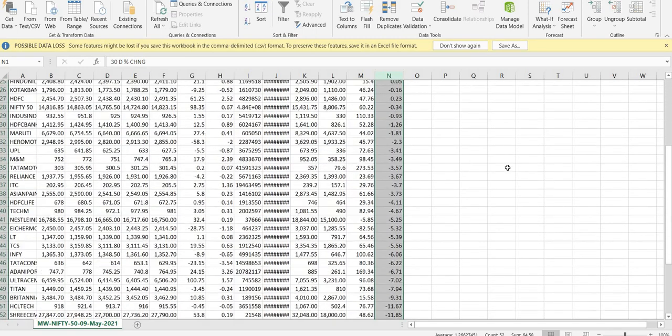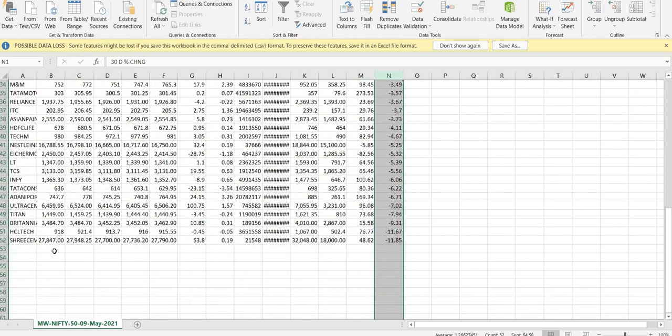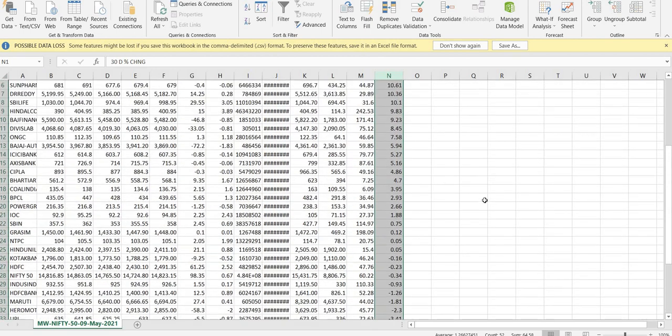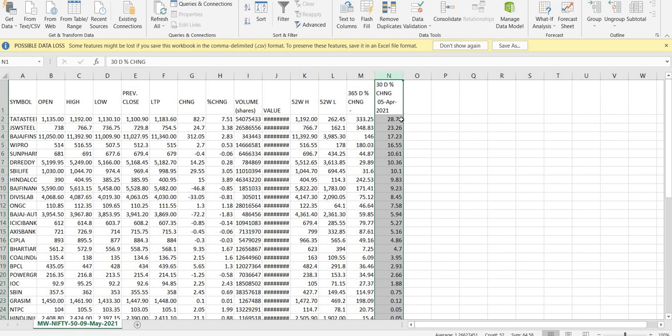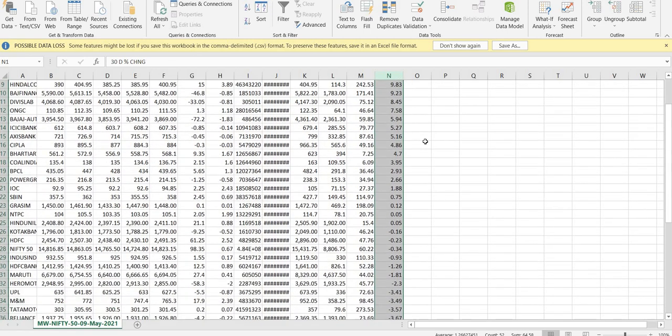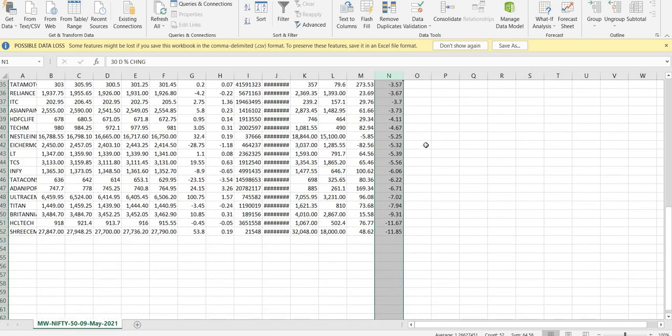Similarly, you can find at the bottom the stock which has taken the most hit. So these stocks are Shri Cement, HCL Tech, Britannia, Titan, Ultra Cement. By this we have realized that these stocks are in momentum from the last 30 days, because look at Tata Steel has changed 28.74%, JSW Steel 23.26%. It clearly gives us an indication that these stocks are in motion, in momentum. Shri Cement down by 11.85%.